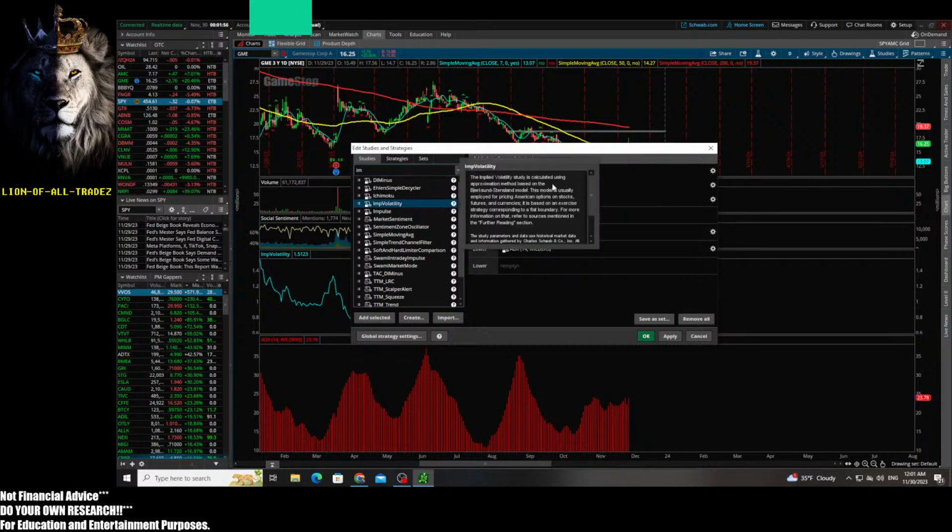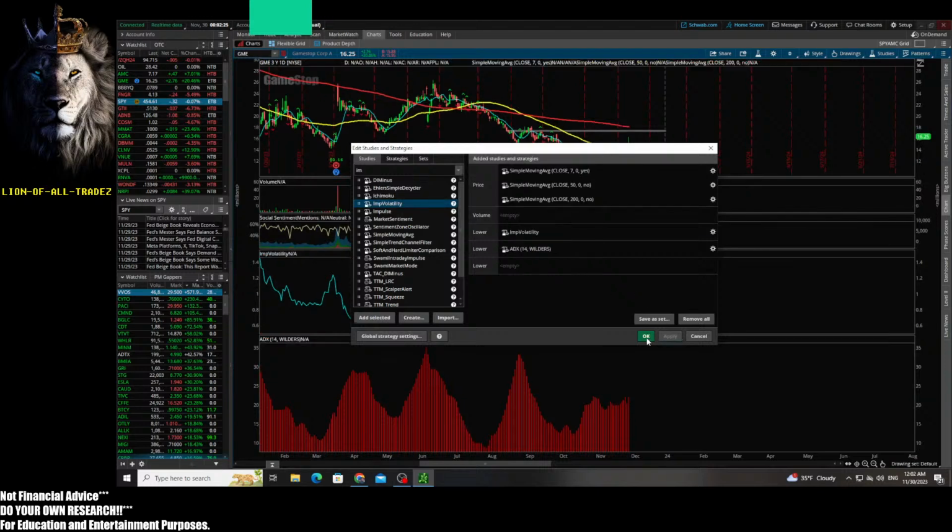The implied volatility study is calculated using an approximation method based on the Bjerksund-Stensland model. It sounds German to me. It's some type of model usually employed for pricing American options on stocks, futures, and currencies. It is based on an exercise strategy corresponding to a flat boundary. For more information on that, okay. Yeah, I don't know.